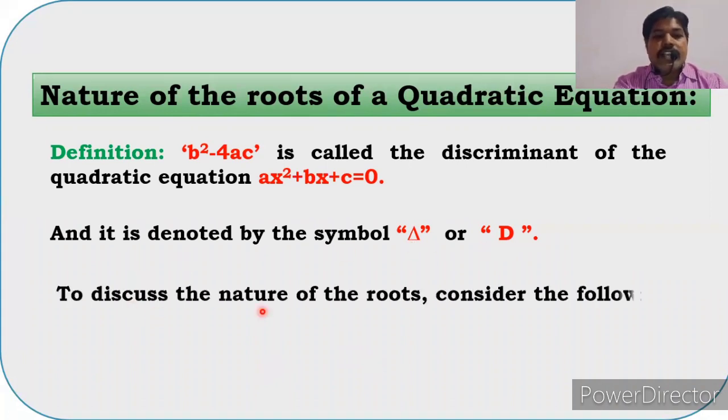To discuss the nature of the roots, consider the following cases. Some cases will arise. We can see what the discriminant value is: it is nothing but b square minus 4ac. What is this b square minus 4ac? You know the formula to find the roots of a quadratic equation is minus b plus or minus square root of b square minus 4ac, by 2a. So the value under the root is nothing but b square minus 4ac. It gives the nature of the roots. We can see it in the next step.